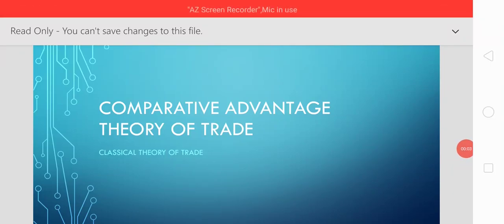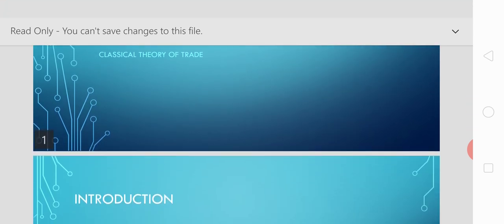Comparative advantage theory of trade. Comparative advantage theory of trade is called the classical theory of trade. This theory was put forward by the famous classical economist David Ricardo in 1815, just after the introduction of absolute advantage theory of trade by Adam Smith, another classical economist.